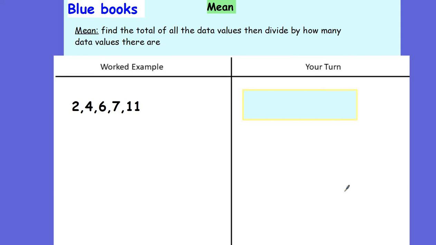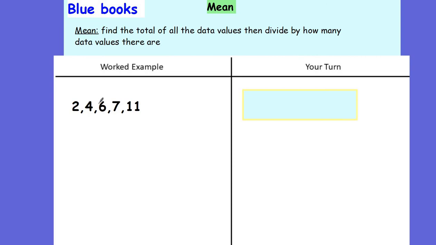I'll go through an example and then there's one for you to do in your dark blue book. So if you didn't last lesson, write me the title mean in your dark blue neat books. You are more than welcome to pause the video and write down mean: find the total of all the data values, then divide by how many data values there are. These are your notes, so make sure it's neat and clear.